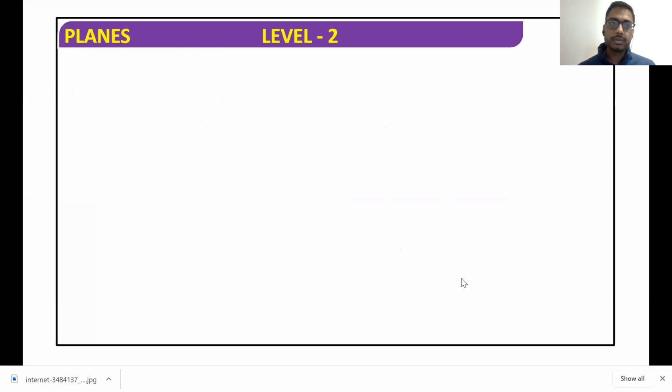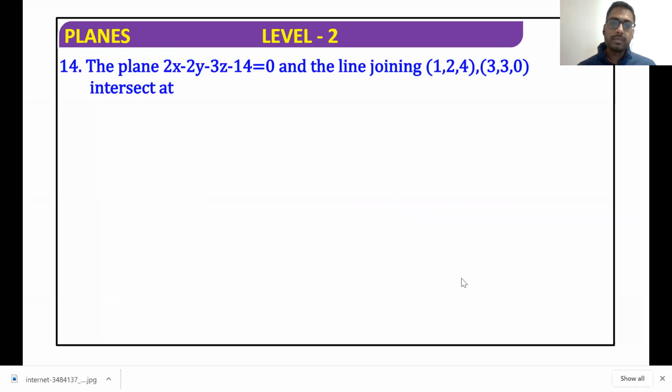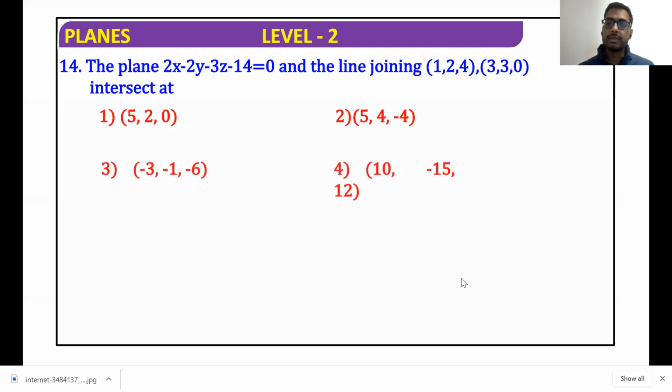Okay, let's move to the next question. The plane 2x minus 2y minus 3z minus 14 is 0, and the line joining these points intersect at which point? So again, MCQ options are given to you.